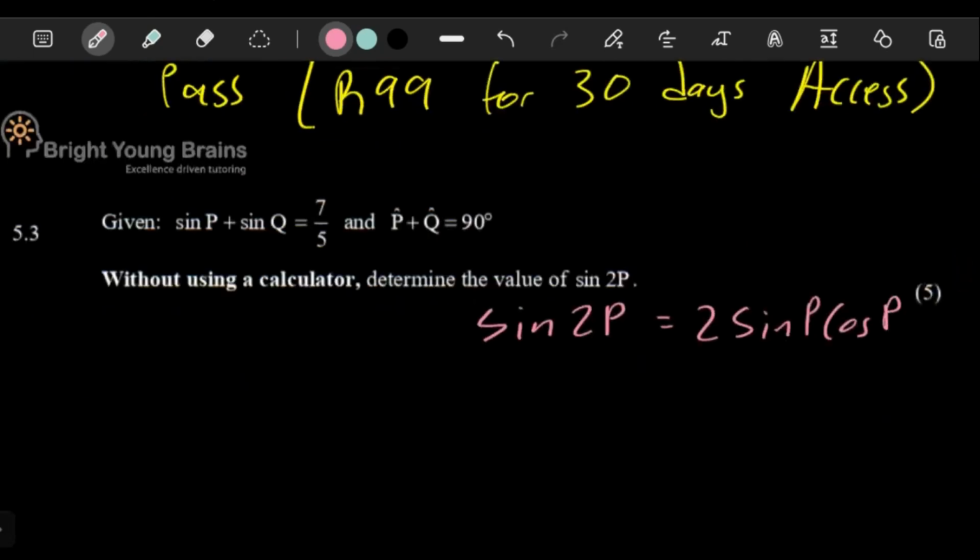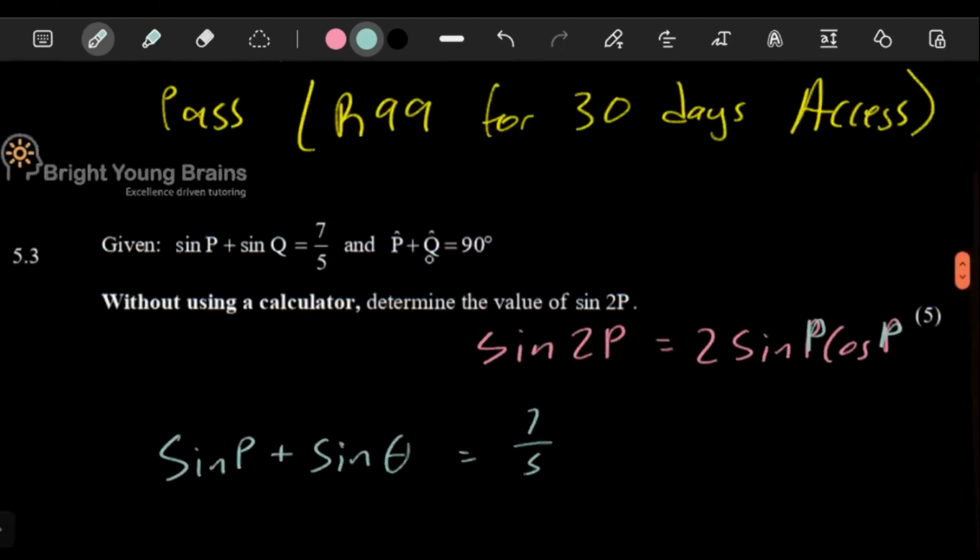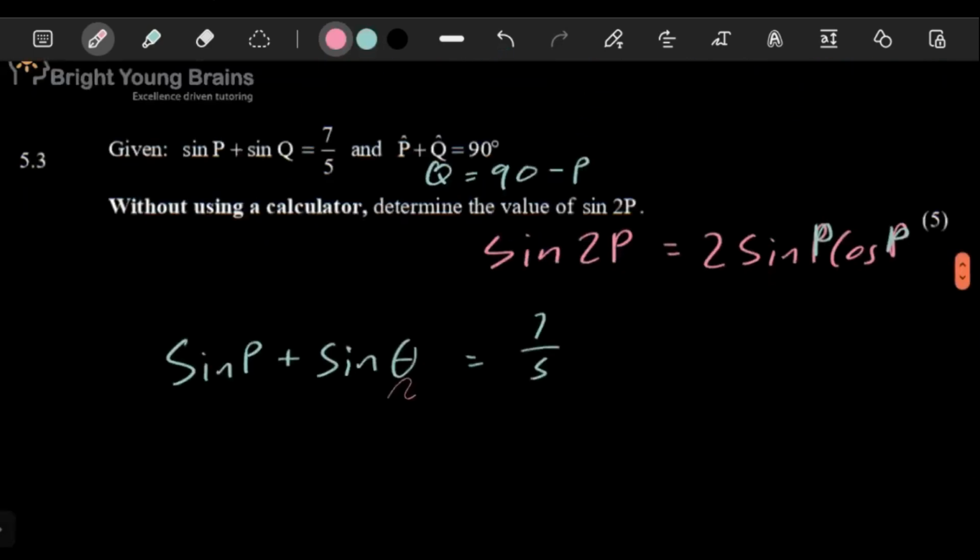Now, for you to have a sine and a cos next to each other, you would probably have done some kind of multiplication. What we know is that they told us you have sine p plus sine q equal to 7 over 5. What you already know is here you only deal with p's. There's p here, there's p there. So what you can do for yourself is to write q in terms of p.